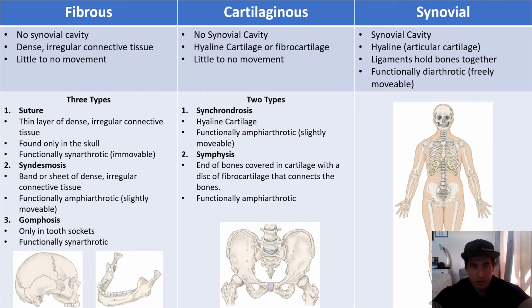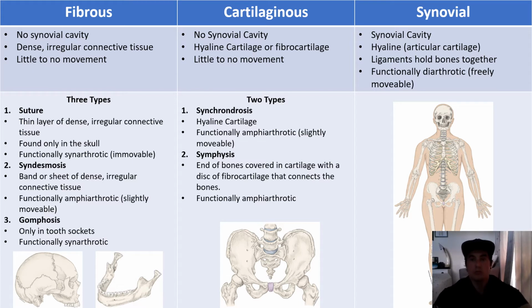Cartilaginous joints also have no synovial cavity. It's a type of hyaline cartilage or fibrocartilage, with little or no movement. So the ends of bones are covered in cartilage, with a disc of fibrocartilage that connects bones together. If you think about the space between your vertebrae, or where your pelvis comes together, you have the pubic symphysis. It's a cartilaginous joint that keeps those bones together. The intervertebral discs between your spine are cartilaginous joints.